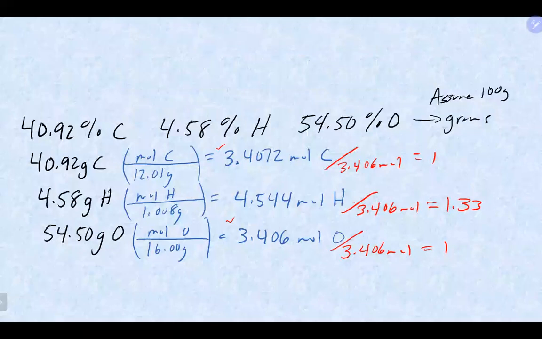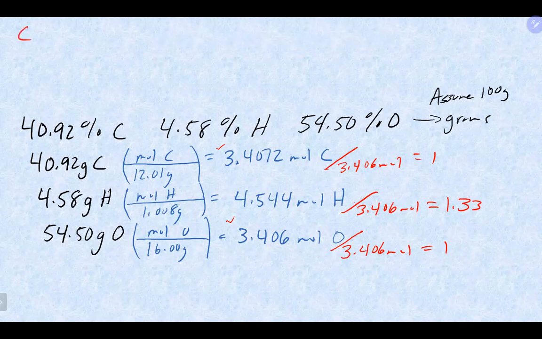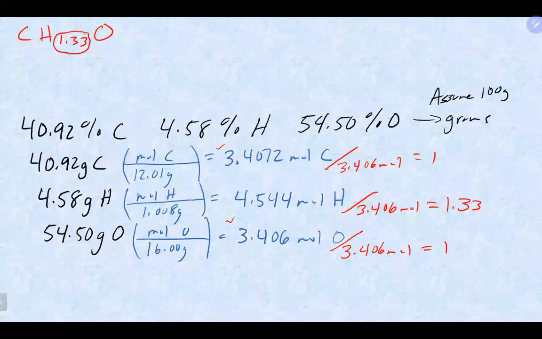Now, at this point, our empirical formula would be CH1.33O. Is that an okay empirical formula? It is not, because they're not all whole numbers. So this number here, which is 0.33, is too far away to round. So we need to figure out a number to get us to a whole number. So you could just do trial and error.